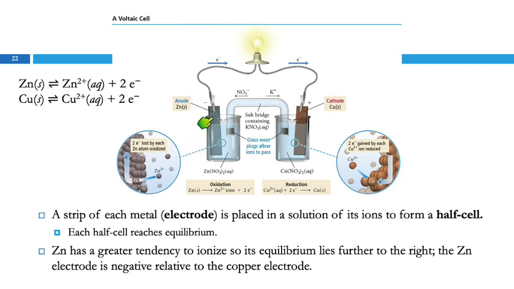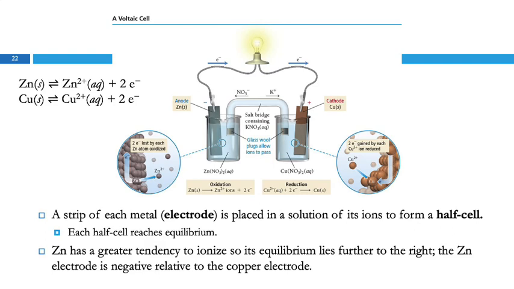So we have a piece of zinc metal stuck in here and a piece of copper metal stuck in here. And we're connecting them with a wire that goes through a light bulb. And so when current flows, the light bulb lights up. Neat, huh? So the zinc is being oxidized. It's losing electrons.